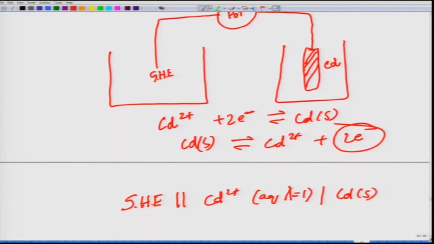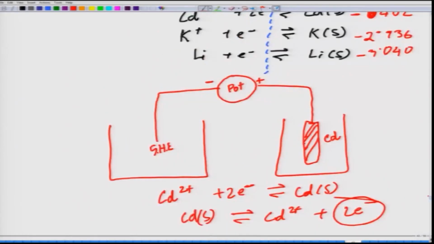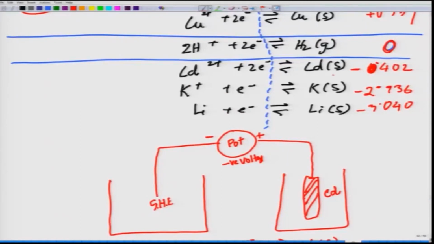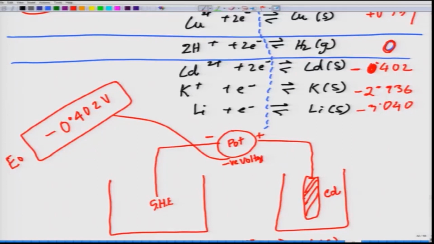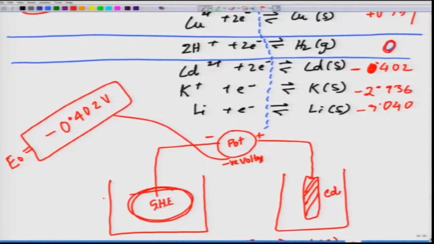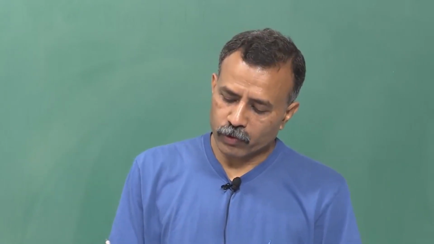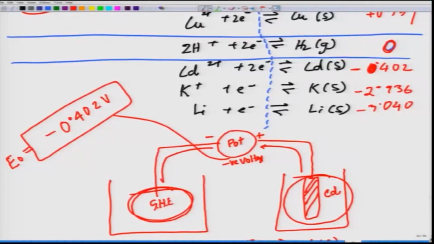And what we are observing is, if you follow the chart, it is showing you a negative voltage, and the negative voltage is minus 0.402 volt, which means in this situation, this electrode, the standard hydrogen electrode, has more power to pull the electron as compared to cadmium, because the electron flow is now happening in the reverse direction like this.